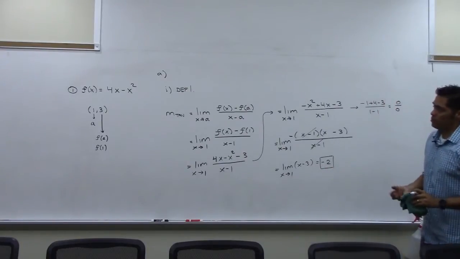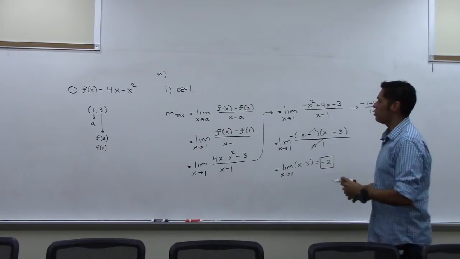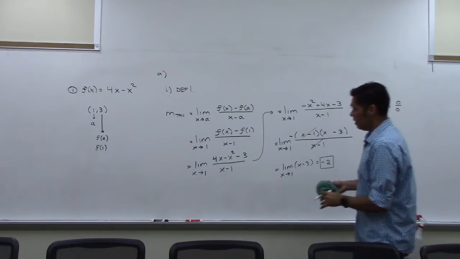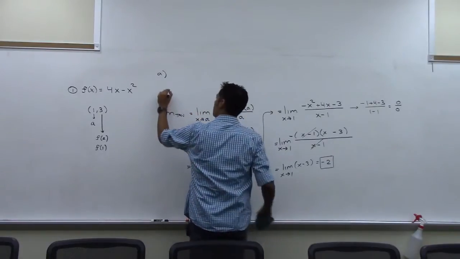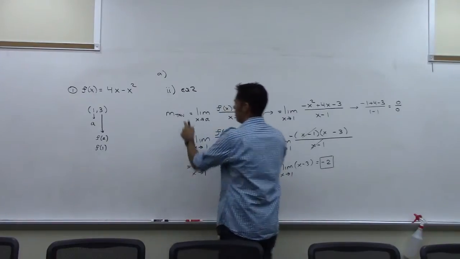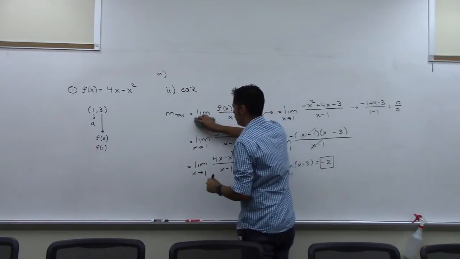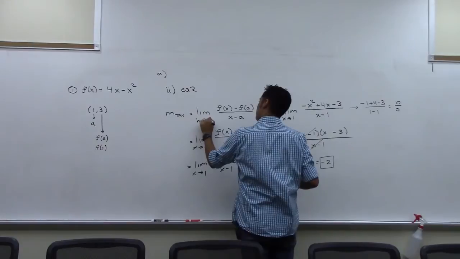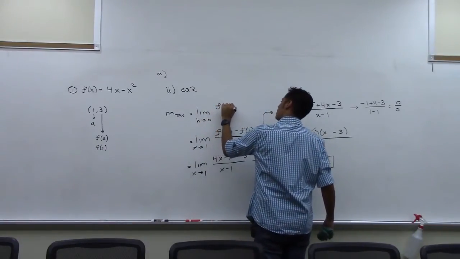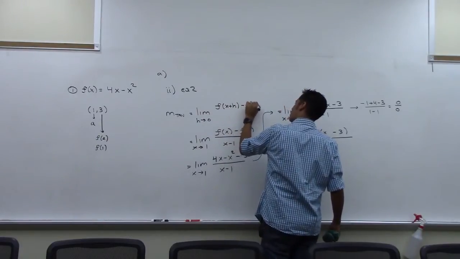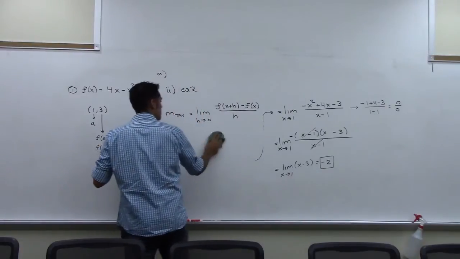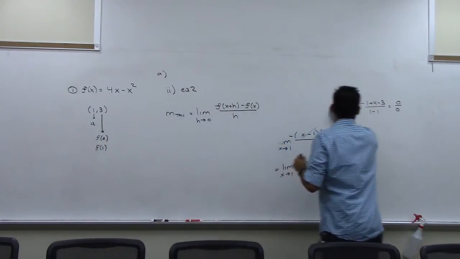Now for part 2, they want us to use equation 2, which is a different formulation of the same thing. We should get the same answer. So for part 2, we're going to use equation 2, and that says that the slope of the tangent line is the limit as h goes to 0 of f of x plus h minus f of x all over h. Let's see what happens when we use this formula instead.